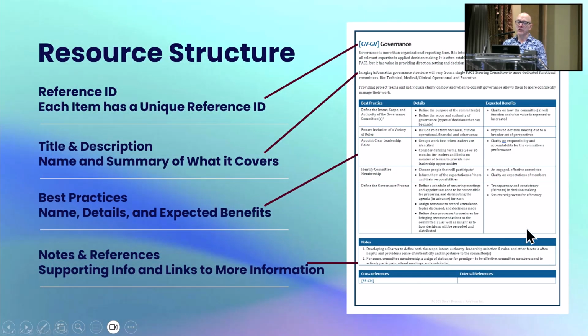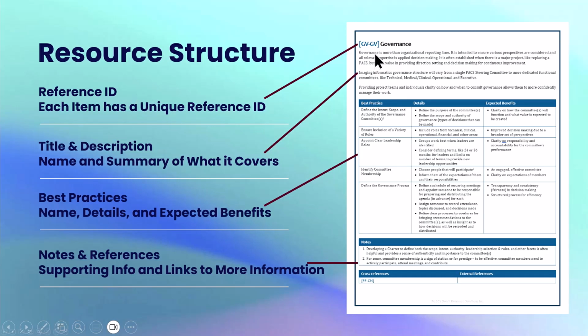Just to give you an idea of what it looks like, here's the consistent structure that I've applied. It has the ID and the title, and a description of what it's actually covering. In this case, it's the governance one. Then there's a table where each row is a best practice that tells you what it is, the details around it, and then what the expected benefits are. What should you gain from that?